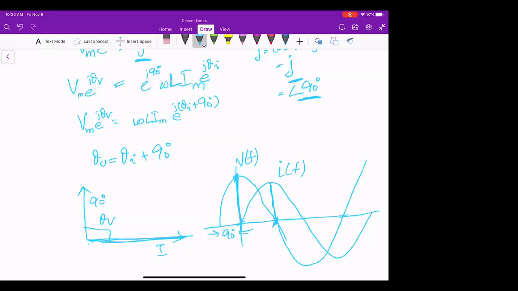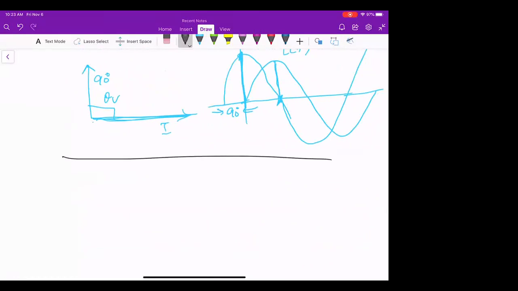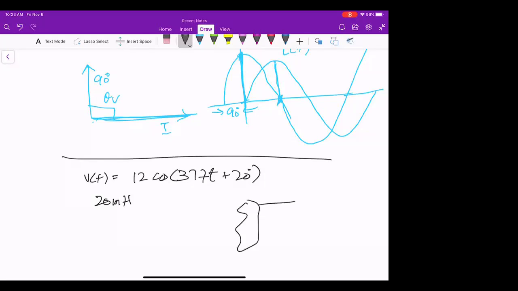Similarly, I'll just quickly talk about an example that we have done here, that if this is v of t, 12 cos(377t plus 20 degrees), and it's applied to a 20 millihenry inductor in some circuit there.